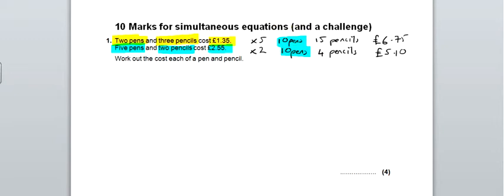Okay, so this is useful, and the reason it's useful is because I've got 10 pens in both of these orders, and that means that the reason this cost more money, the £6.75, is because of more pencils. So let's see, we've got 11 more pencils, and the extra cost, well, that's £6.75 take away £5.10, which leaves you with £1.65. And if I divide that by 11, then I get 15 pence. So that's 1 pencil costs 15 pence.